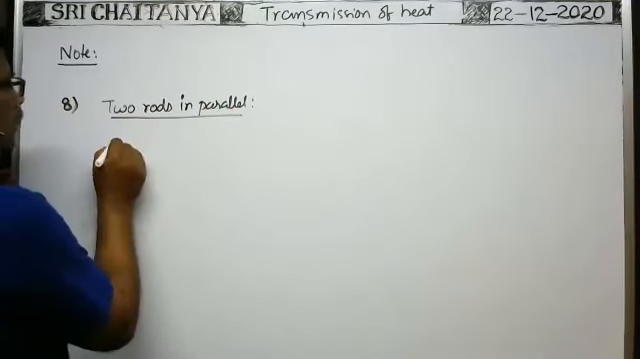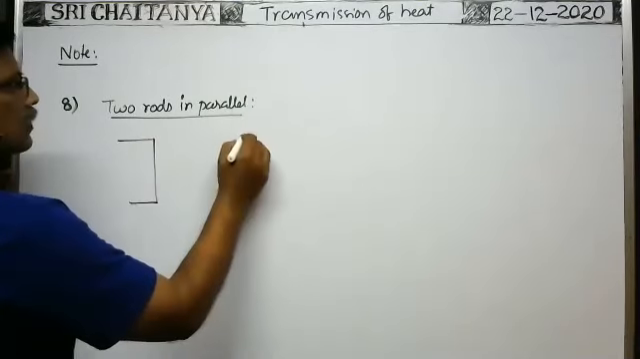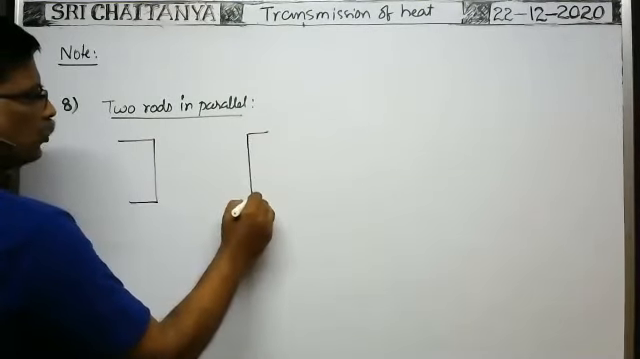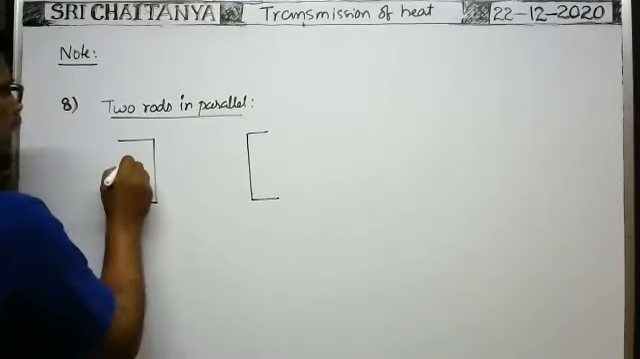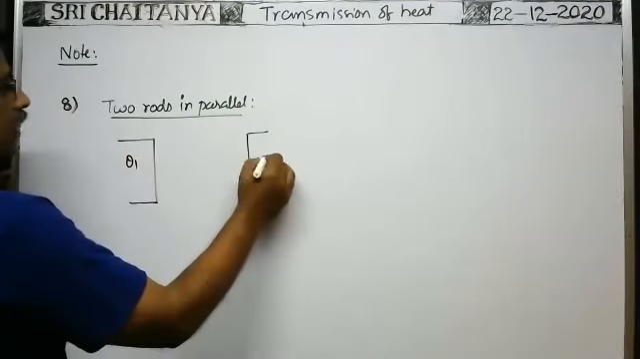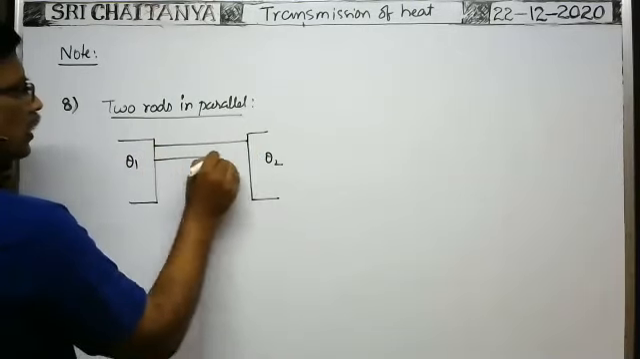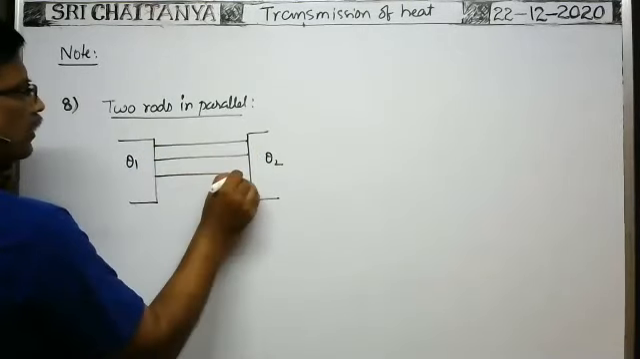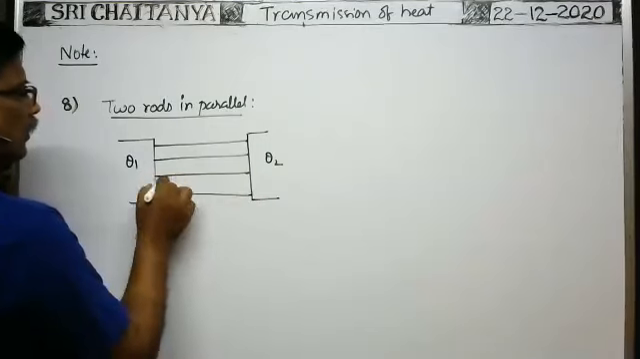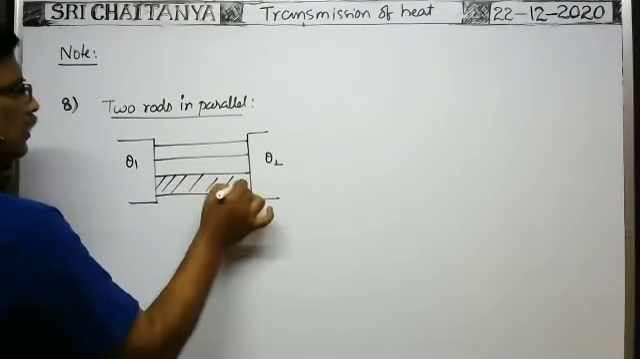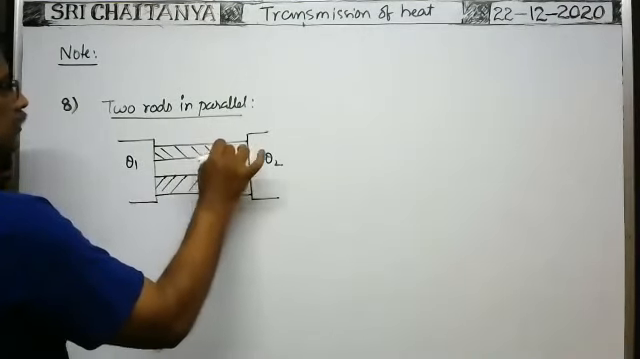Two rods in parallel means, suppose between two reservoirs, that means two temperature sources, here it is at a temperature theta 1, here it is at a temperature theta 2. Two rods are joined like this. This is one rod, this is another rod.